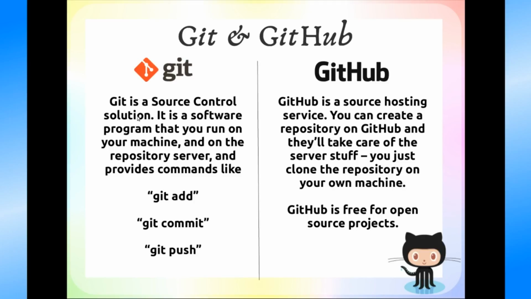So, Git is a source control solution. It is a software program that you run on your machine and on the repository server, and it provides commands like git add, git commit, and git push. So through these simple commands, you can manage your code and your changes.